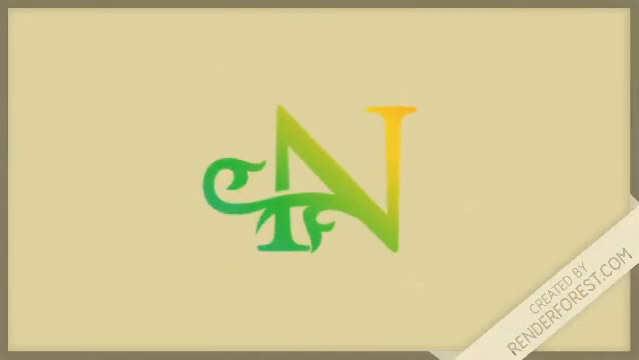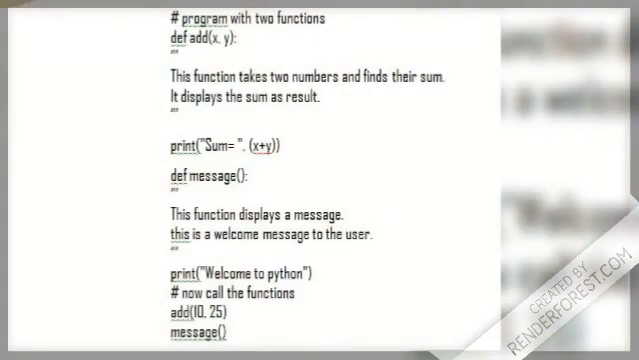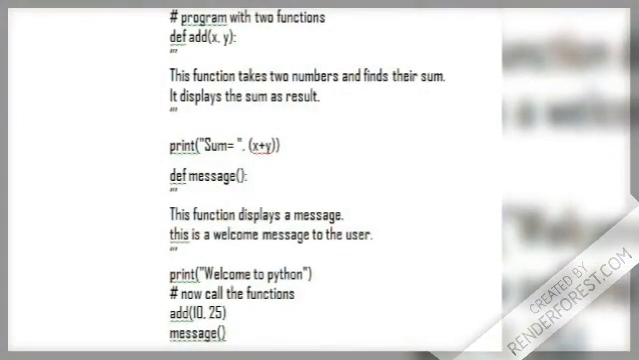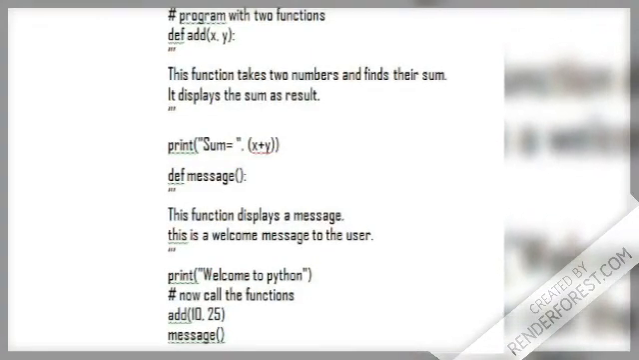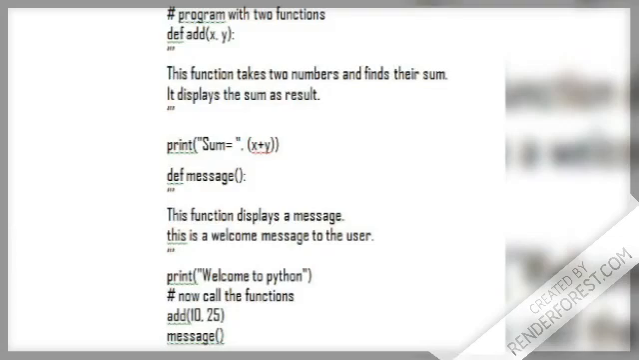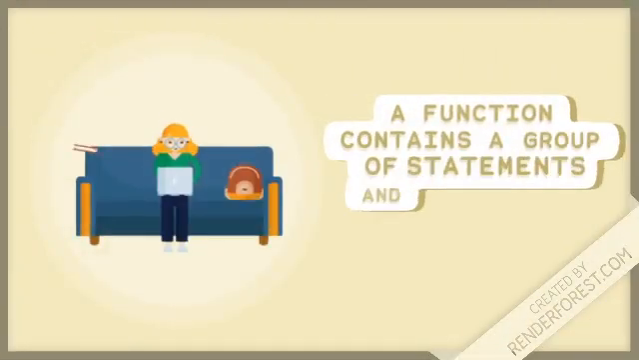Let's take an example to understand how to create an API documentation file. The following Python program contains two simple functions. The first function is the add function that takes two numbers and displays their sum. The second one is the message function that displays a message, Welcome to Python.